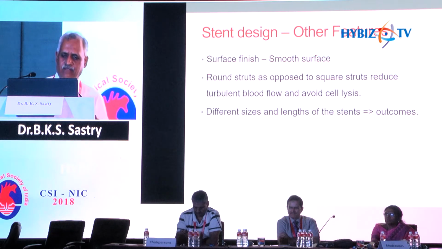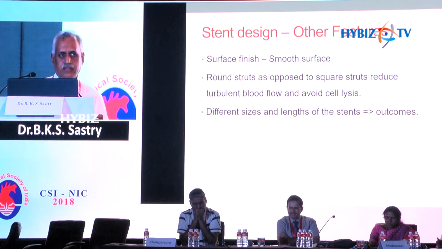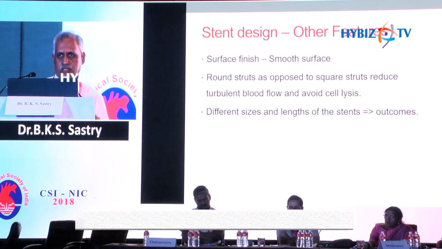So what are the other features? The stent surface finish is important. If you look at stent manufacturing, electropolishing will be done. If you look with the scanning electron microscope, small pits will be there. If the surface is rough, that can be more thrombogenic because the platelets can go and sit there. So surface finish is one of the important aspects which is not often talked about, and also the strut shape.